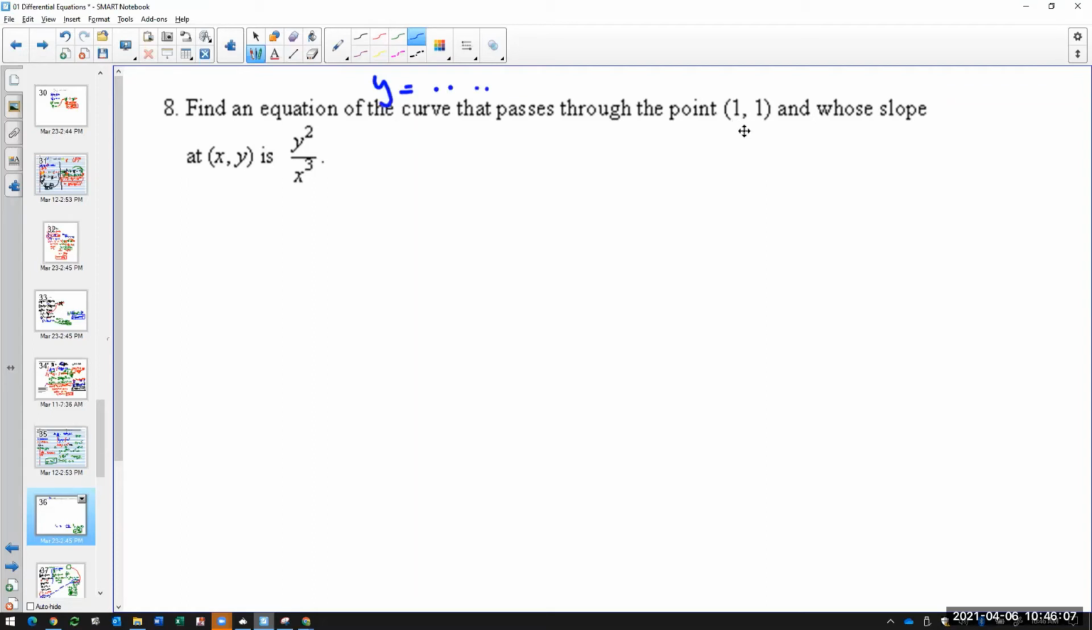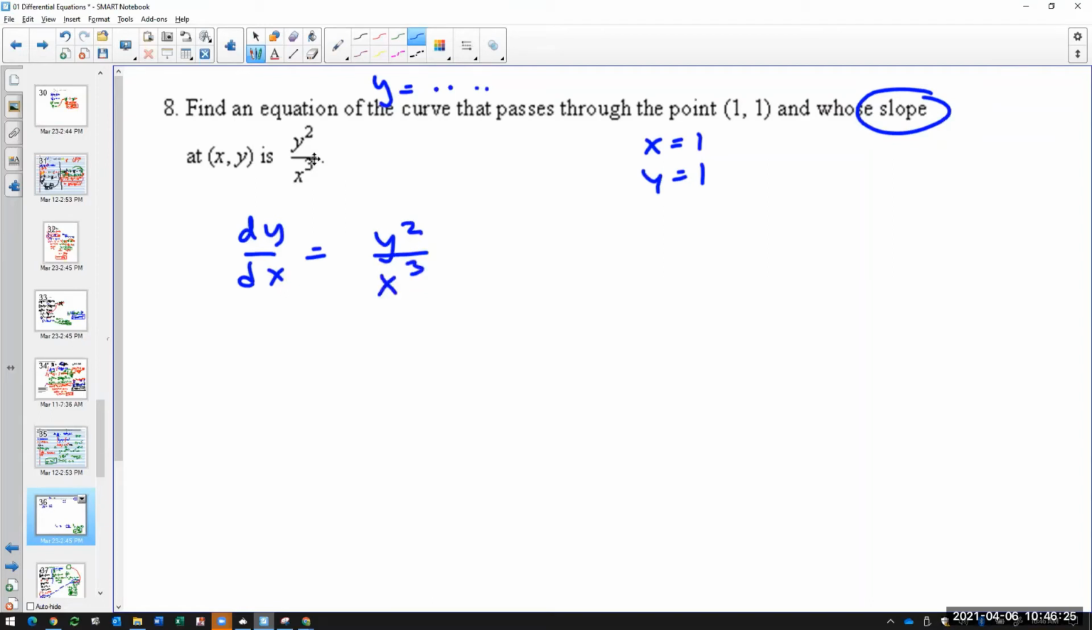Okay, so find an equation, so they're saying y equals whatever. It passes through 1, 1. Okay, what does the 1, 1 mean? Right, y is 1 when x is 1. And then they say the slope is this. What's the slope is a fancy way of saying what? Derivative. So dy dx is equal to y squared over x cubed.